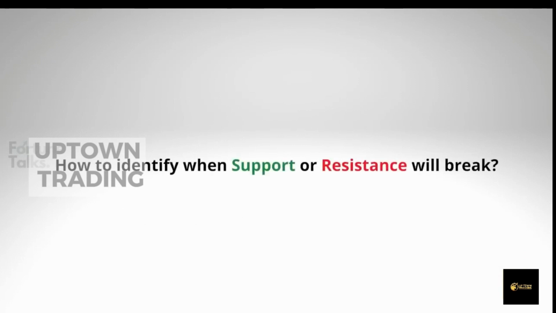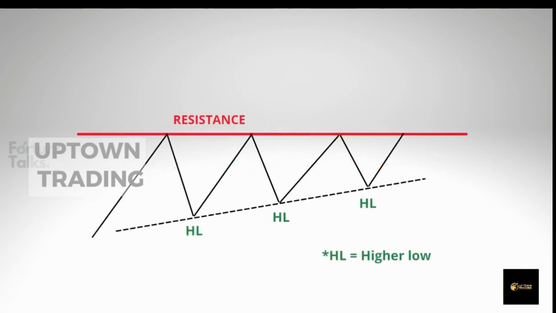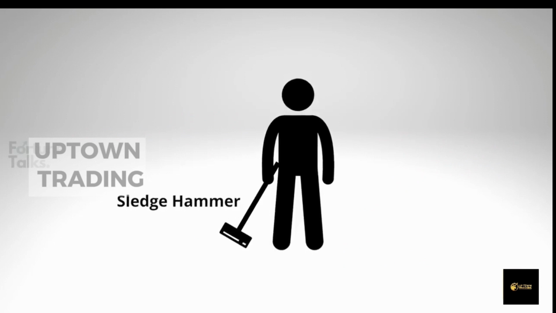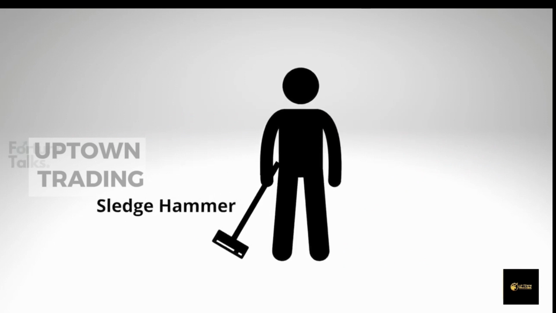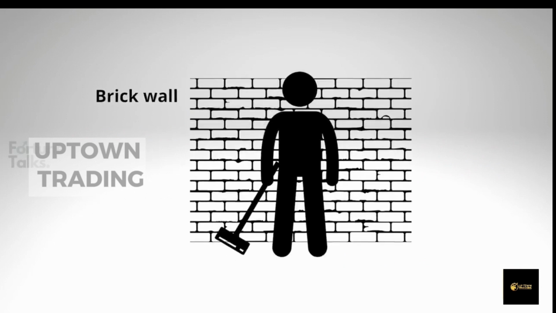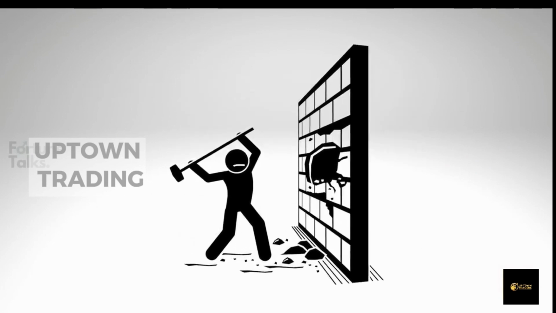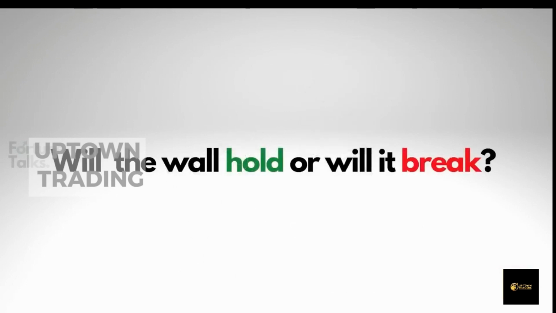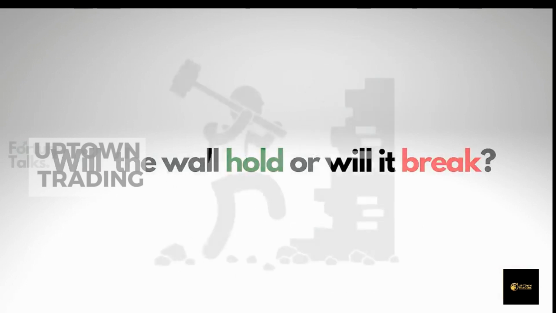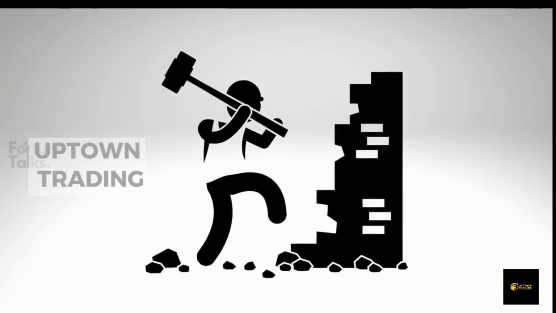The first and foremost question is how to identify when a support or resistance will break. To get started, when you see a series of higher lows into a resistance, you want to avoid selling at the resistance. The reason is very simple. Let me give you an example. Let's say you have a huge hammer in your hands and it's really powerful, and right in front of you there is a brick wall. Now you take the hammer and smash against the wall many times over and over again. Now let me ask you, will the brick wall hold or is it likely to break? Well, common sense tells you that the brick wall is likely to break.